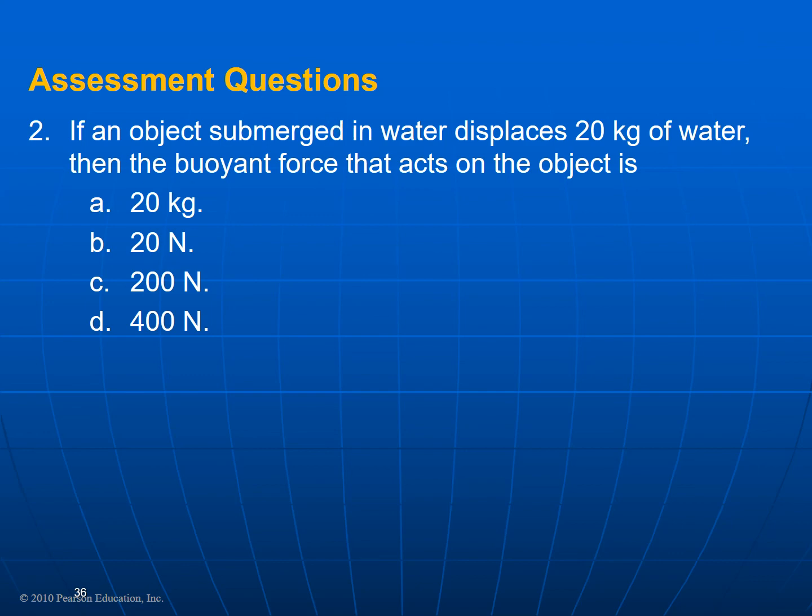How can we calculate force? Force equals mass multiplied by gravity. You already know the mass, which is 20 kilogram. We already know the gravity, which is 10 meters per second squared. So the force in this case will be 20 multiplied by 10, which will give you 200 Newton. So the buoyancy force will be 200 Newton. The proper answer is C.